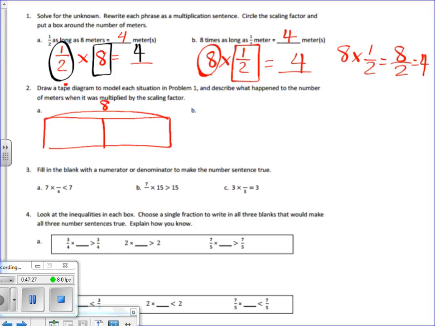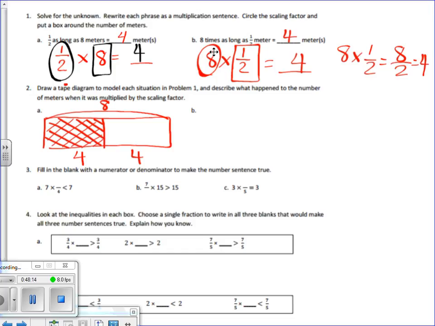So each piece would be equal to 4. Each side is 4, and then one of them is 4. Because you only count 1/2 of it. Half as long as 8 meters. So if this was a meter stick or a piece of wood that's 8 meters long and I only needed half of it, it would be 4 meters long. Oh, that makes total sense. Oh, I get it now.